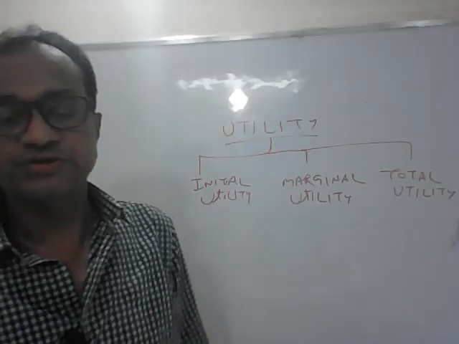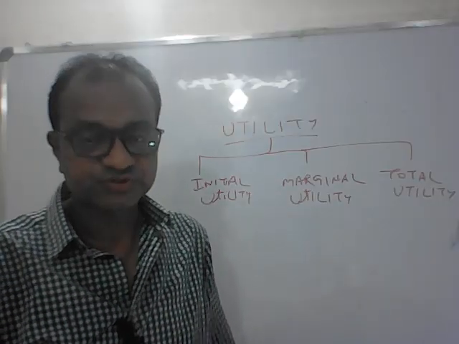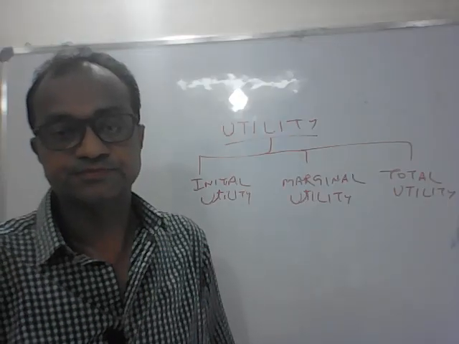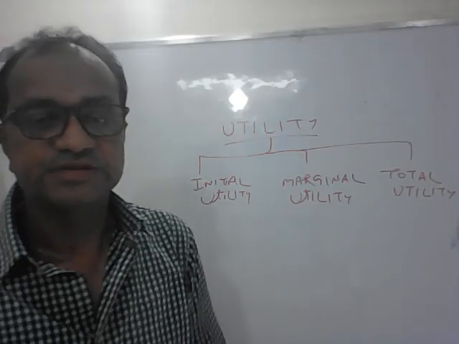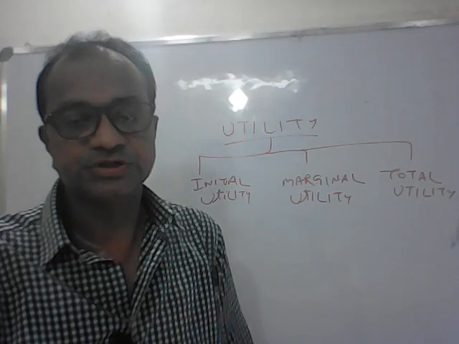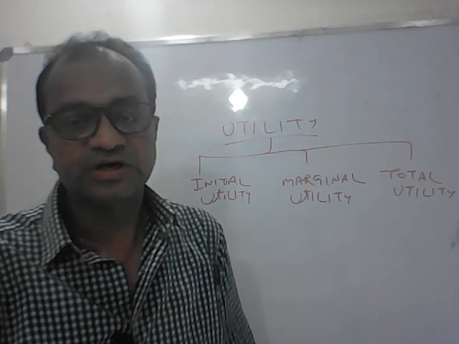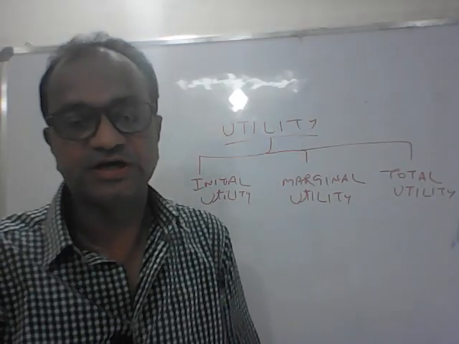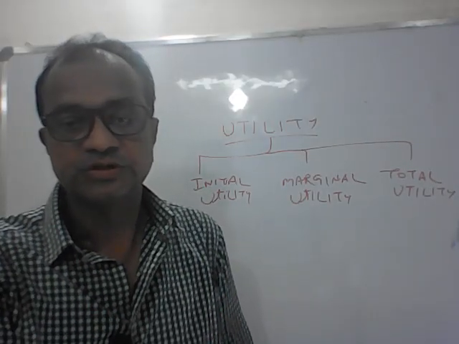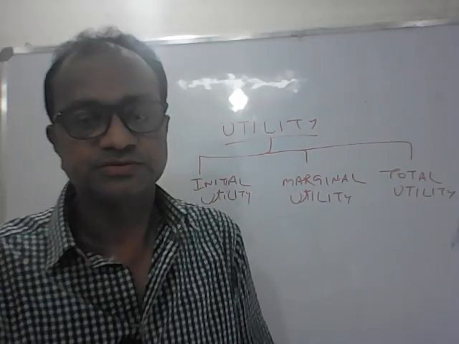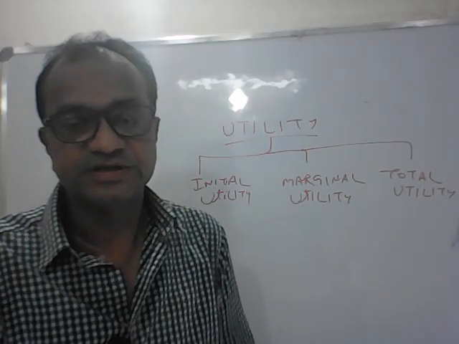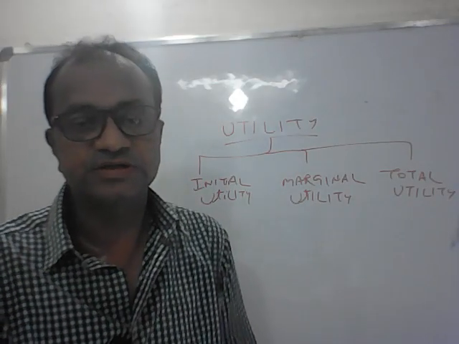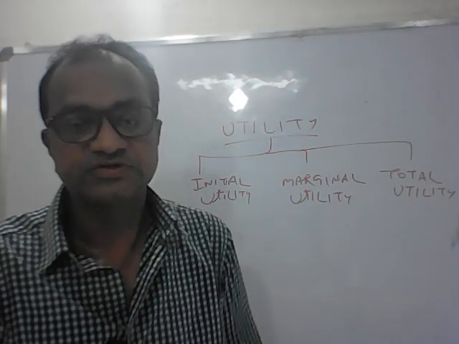Initial utility relates to the consumption of a commodity by a consumer at a point of time, whereas marginal utility goes on diminishing. Whenever a consumer consumes any commodity, the satisfaction he derives is called utility. This can decrease, become zero, and sometimes negative, and the total utility is the sum total of the utility which the consumer gets.